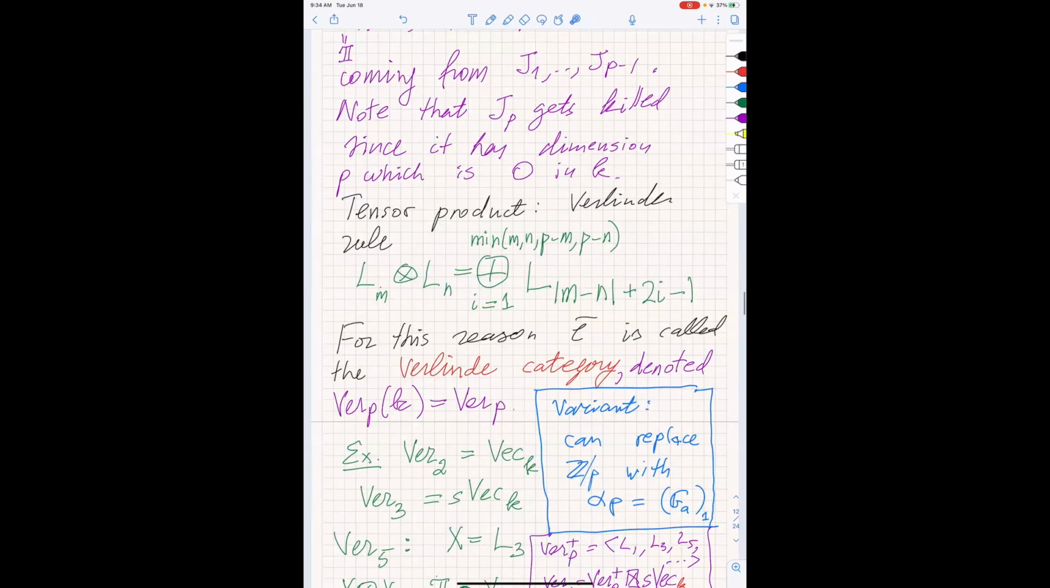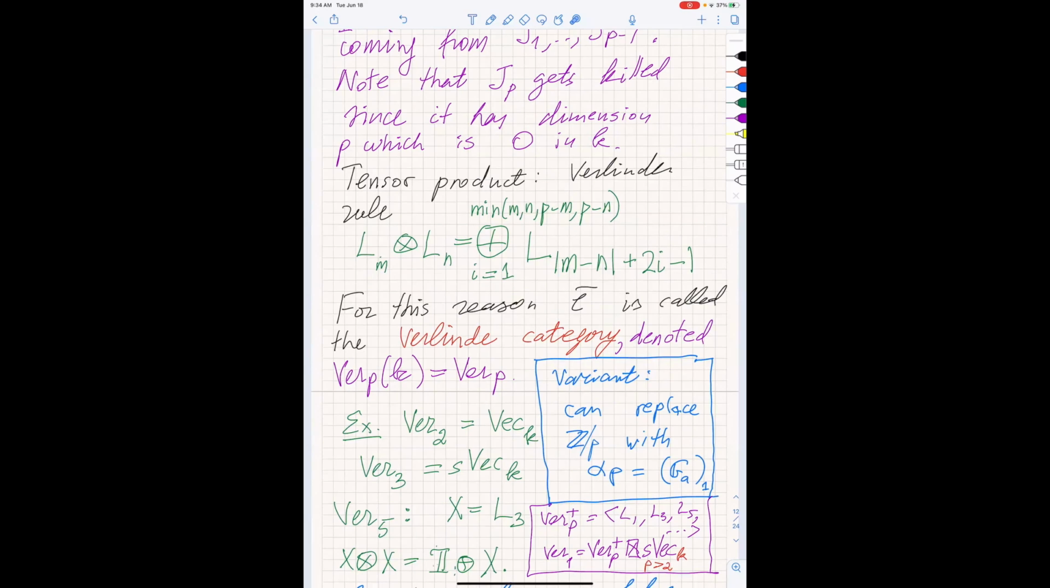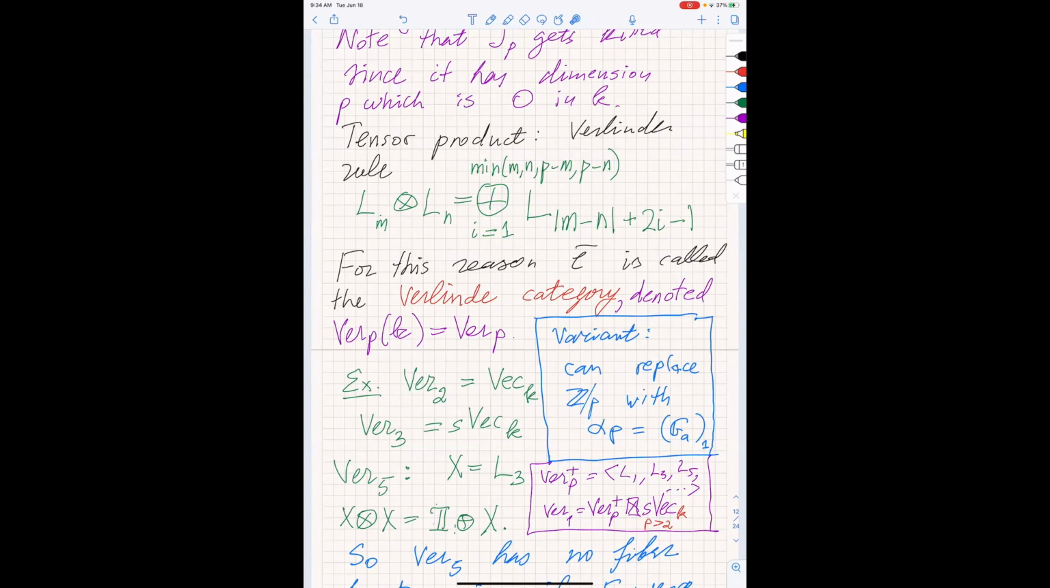So more precisely, this is just a semi-simplification of the category of tilting modules for the corresponding algebraic group. So that's another way to obtain this category. And another variant of how to obtain this category: we can replace the group Z/p by the additive group G_a, by the Frobenius kernel in the additive group G_a. So that will give you the same category.